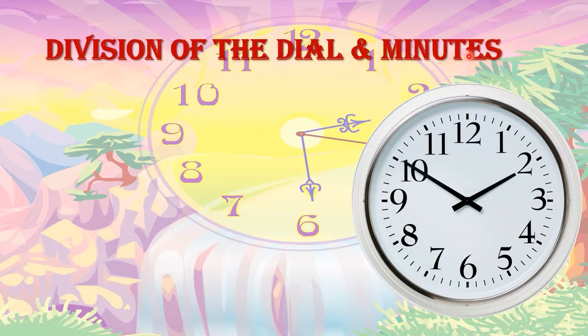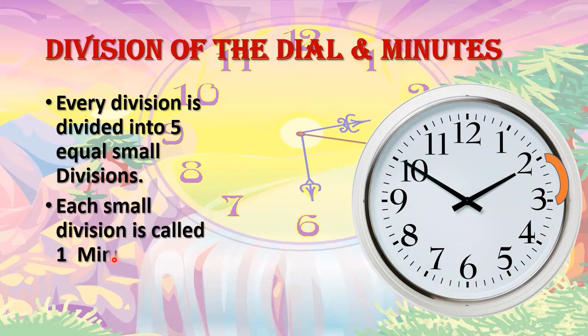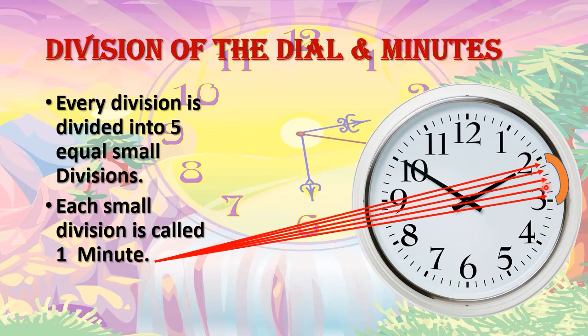Division of the dial and minutes. The dial of a clock is divided into 12 long divisions. Every division is divided into 5 equal small divisions. Each small division is called 1 minute. This is small division and it is called minute. There are 5 minutes in 1 division.